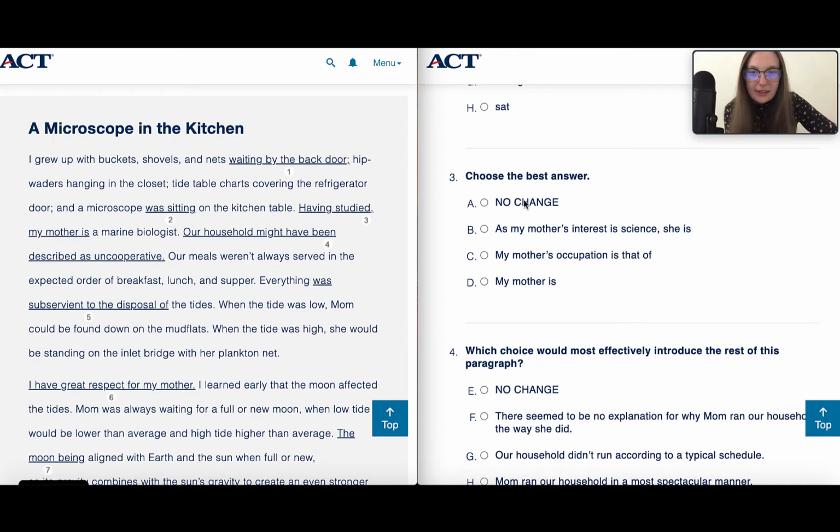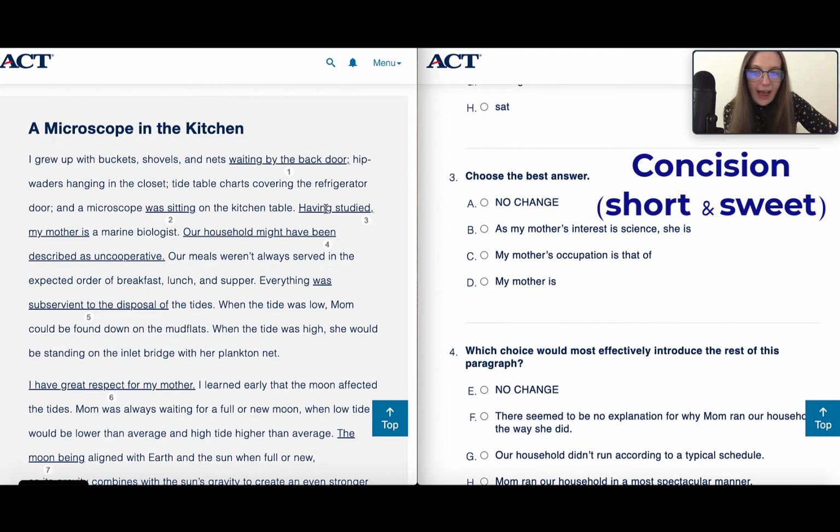So this is basically a question that's testing us on concision. So having studied, my mom is a marine biologist. As my mother's interest is in science, she is a marine biologist. My mother's occupation is that of a marine biologist. So the point is, obviously if she's a marine biologist, she likes science.